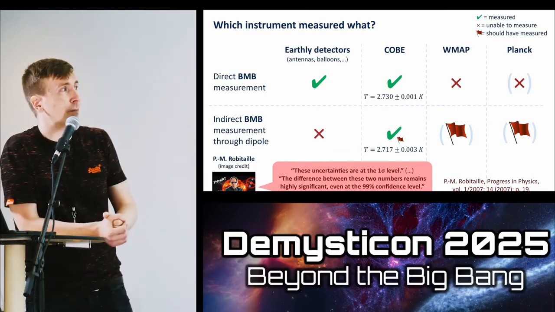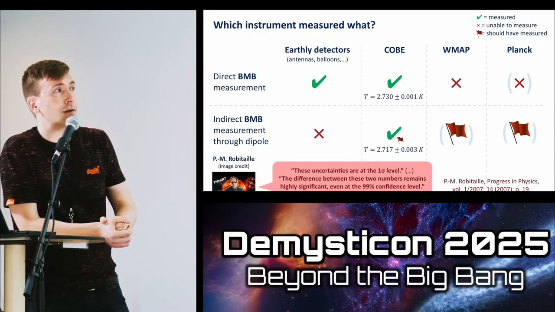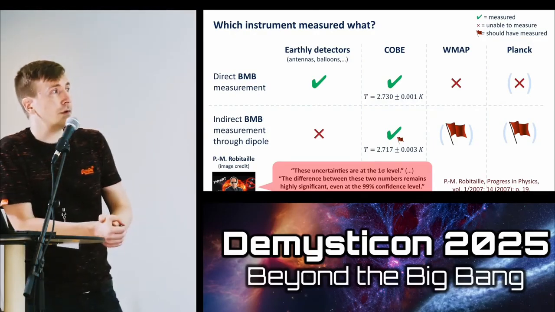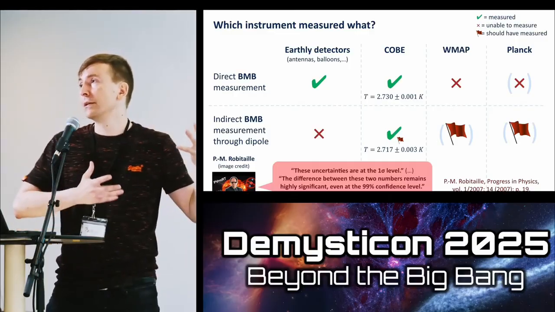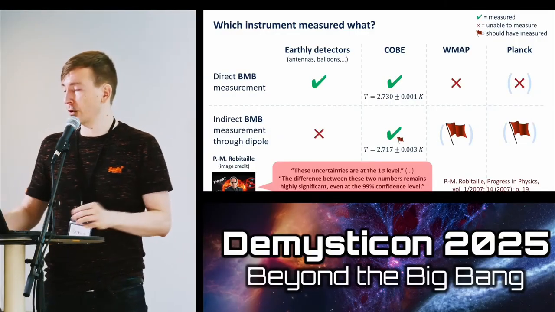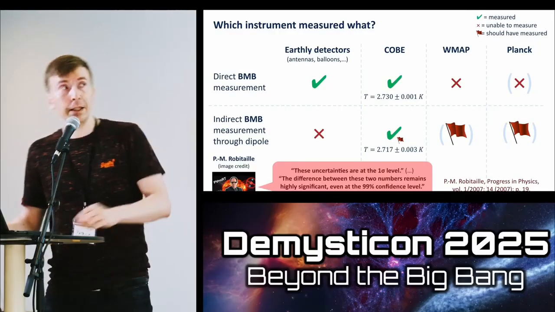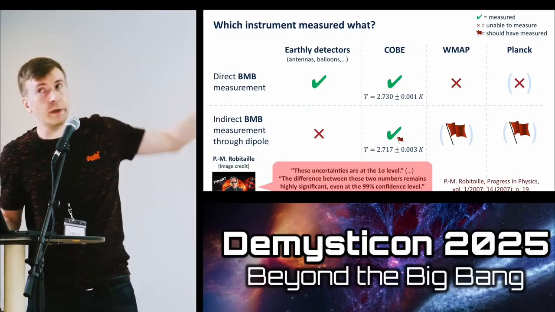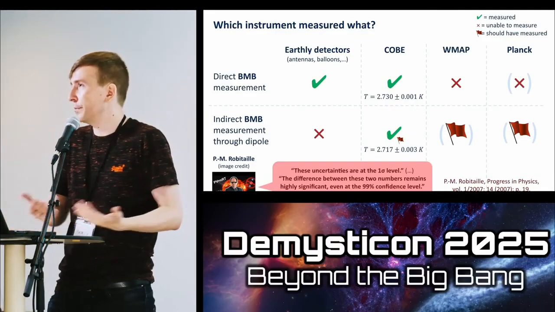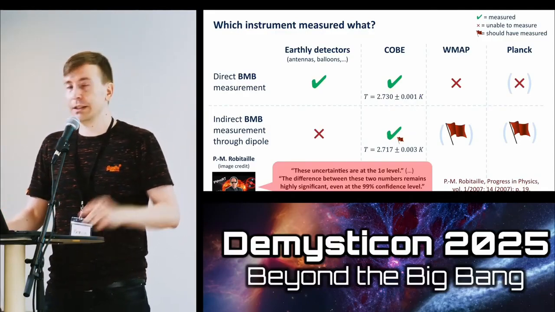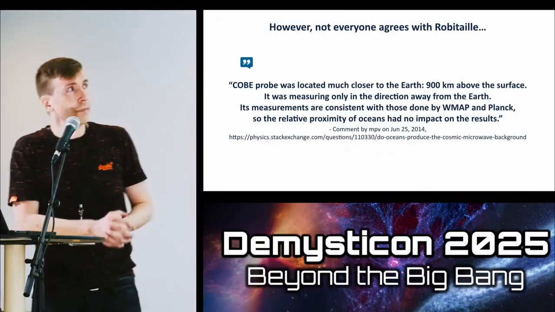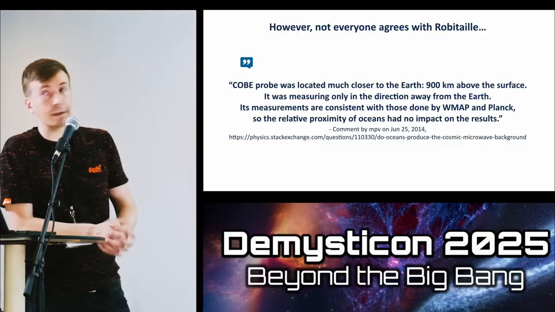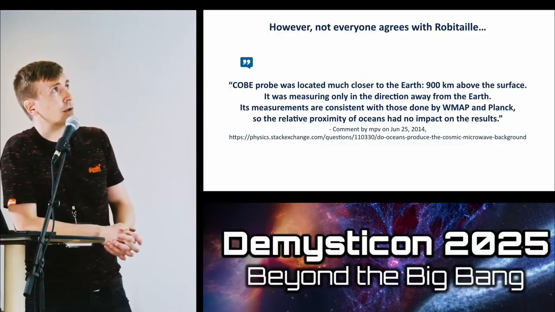So here is a quote from Pierre. These uncertainties are at the 1 sigma level. The difference between these two numbers remain highly significant even at the 99% confidence level. So this is a problem for cosmologists. And even this indirect measurement does not prove that the BNB comes from Earth at all. So it's actually just a little red flag. I would not consider this to be as significant as the other red flags that we will discuss immediately.